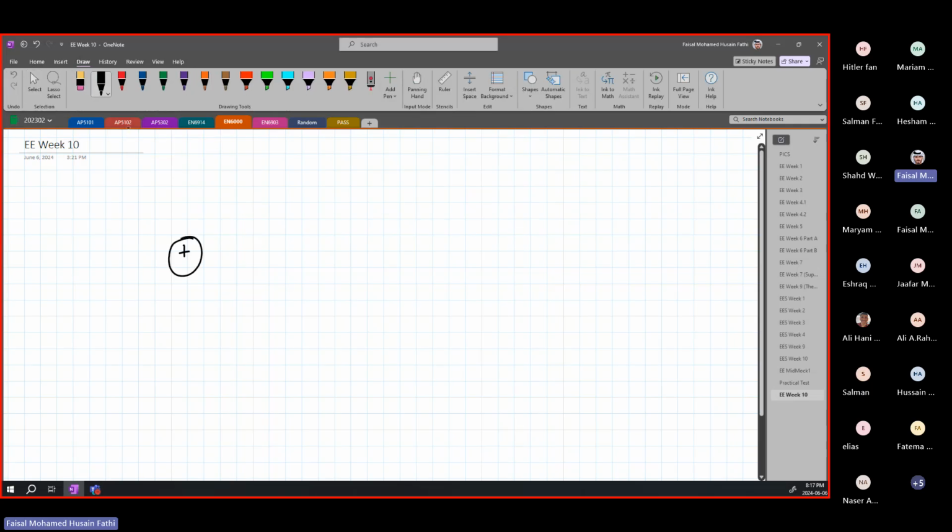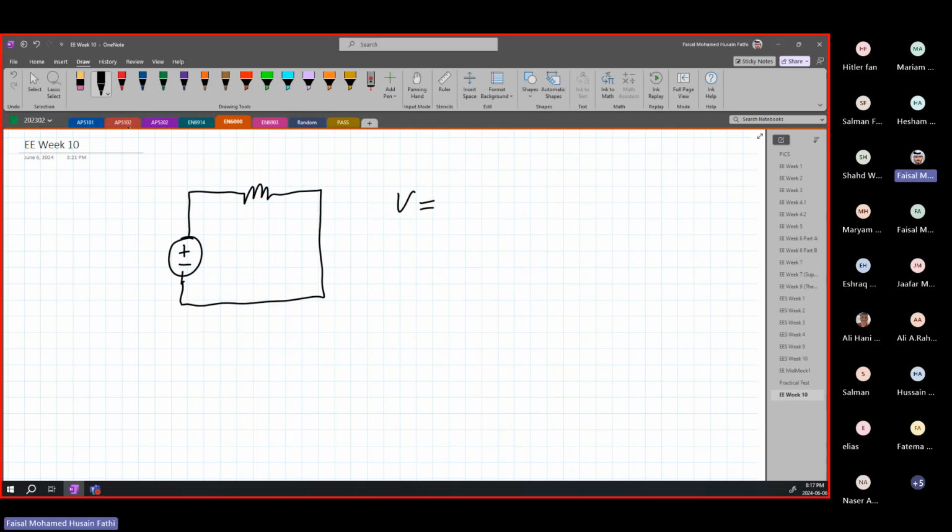We have a voltage source and we have a resistor. What does this resistor do? For this resistor we have this equation, which is V equals IR. And this resistor basically slows down the current. You can think of it that way.